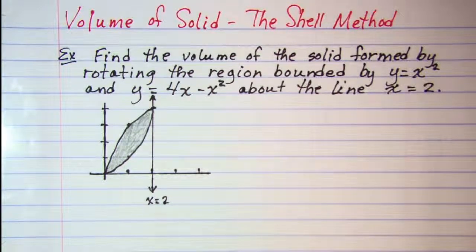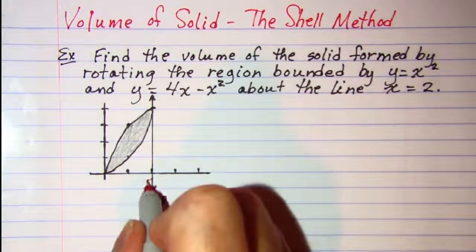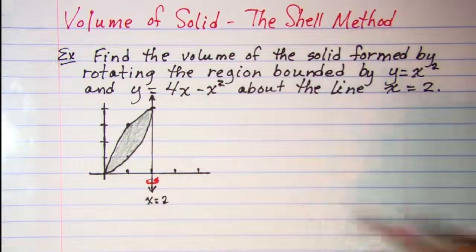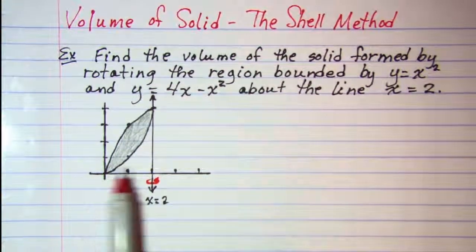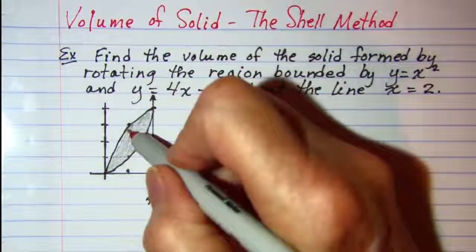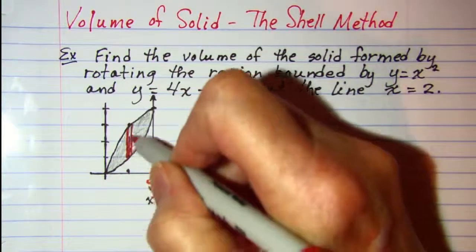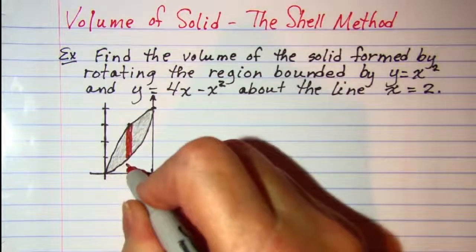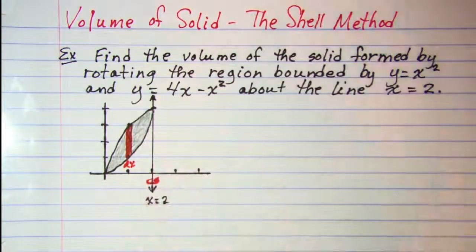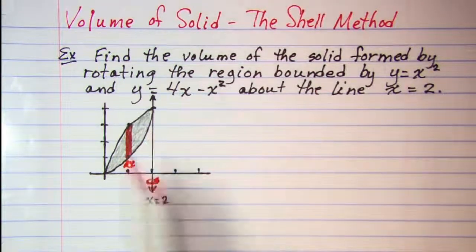Now let's look at some things that we need for our integration. We're revolving about the line x equals 2, and since our axis of revolution is vertical, our representative rectangle is also vertical. And the thickness of our shell will be dx. Now the radius of our shell is a little tricky.